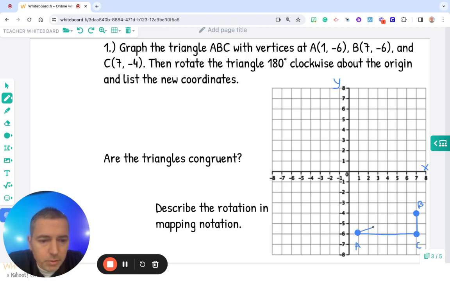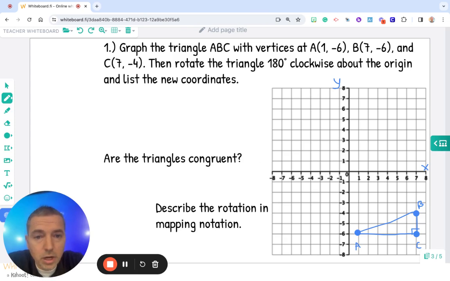Now, normally for rotation, the way I do it in class, I would actually have the students turn the paper, see what it would look like, write down the coordinates, and then turn it back and then graph it. But on the computer, we can't do that, right? So I think it's most effective to talk about the mapping notation when we're rotating without actually turning the paper.